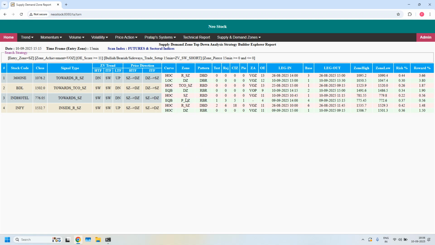But remember, you should apply lesson 30.3 checklist items. If they are satisfied, then only you should plan the trade. Otherwise, higher chances of zone violation.